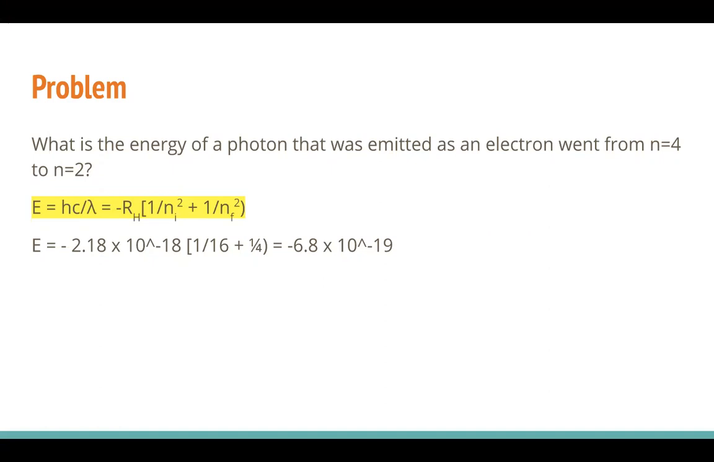Another way would be to look at the scientific notation of the numbers. Rydberg's constant is 10 to the negative 18, and then it's 1/16 plus 1/4. If you put that into scientific notation, it could be 10 to the negative 1. And that's how they got to 10 to the negative 19 in the answer. So if the scientific notation of the numbers is like 10 to the negative 10 or 10 to the negative 7, then you would also immediately know that was wrong.